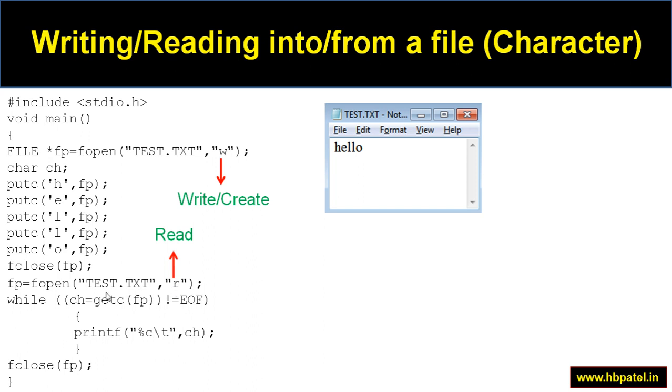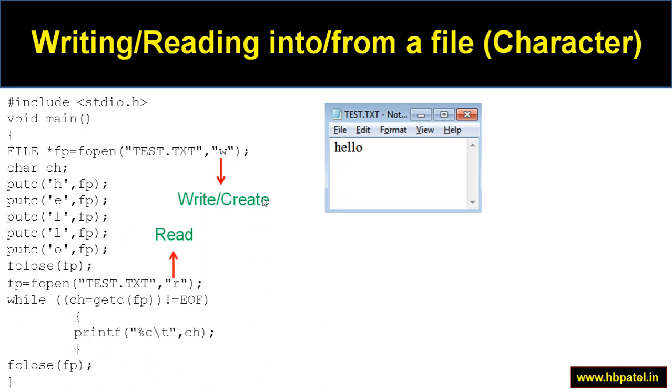Reading means now you cannot use putc, because you cannot write into the file if you have opened it in read mode. So now we are trying to read something from the file. How can we read? It is getc(fp), where fp is a file pointer and getc takes the first character and puts it in ch. So the first character h is read and put in ch. Check whether ch is end of file. No, it is not end of file, so this is true, and it will print ch.